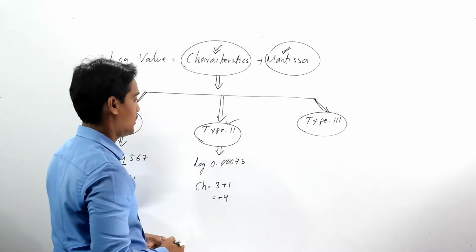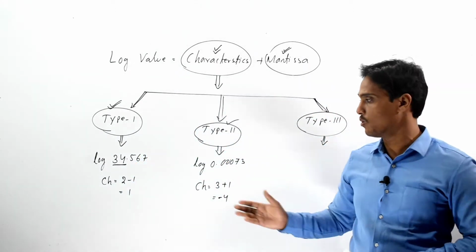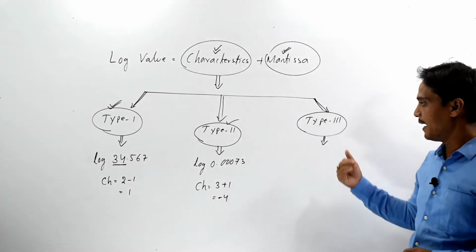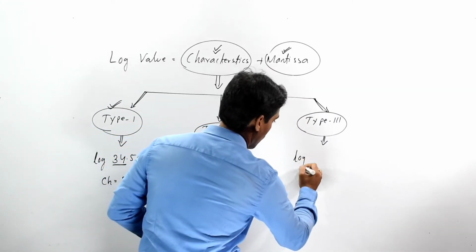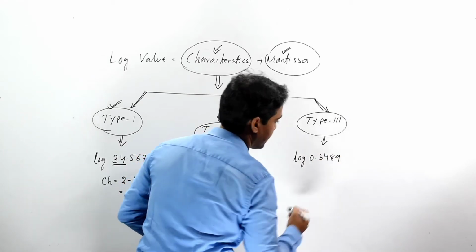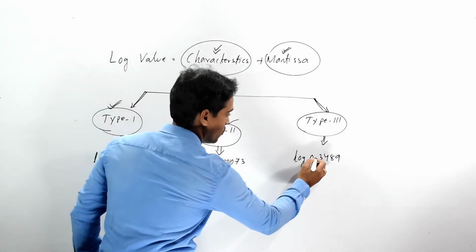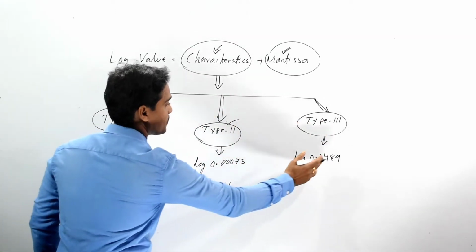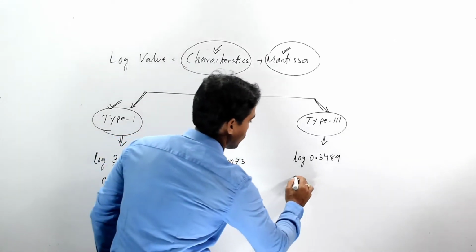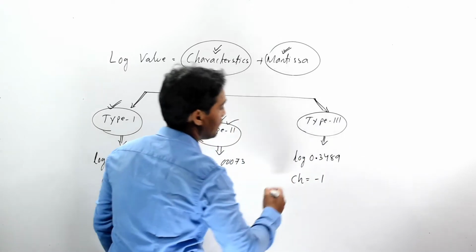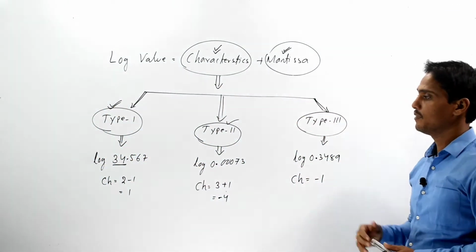as minus 3. Now the last category of our log value: if no digits are present before the decimal point and no zeros are present after the decimal point. For example, log 0.3489. Here there is no digit before the decimal point, and also no zeros are present after the decimal point. In this situation, the characteristic of our log value equals -1. So generally we face such categories of log values.